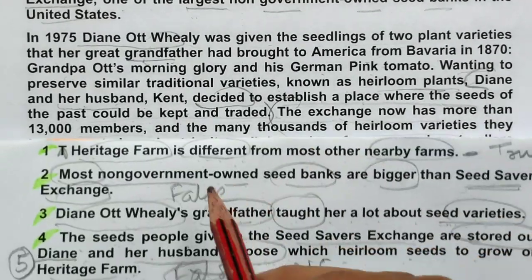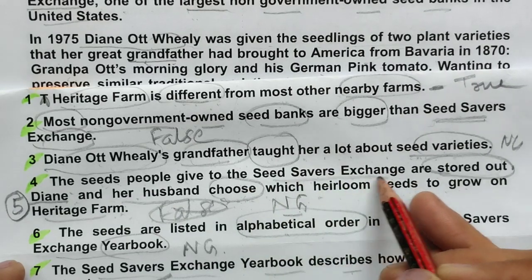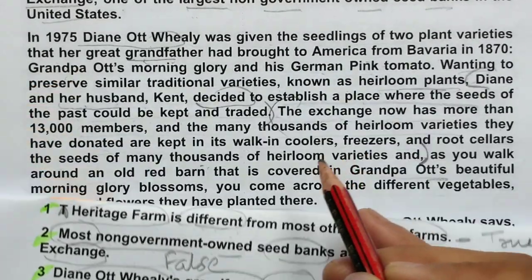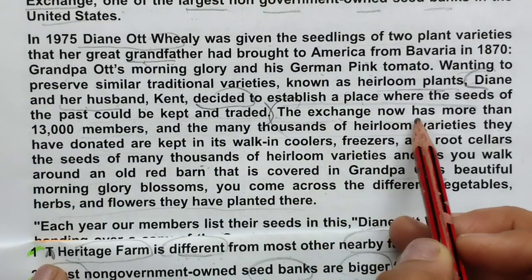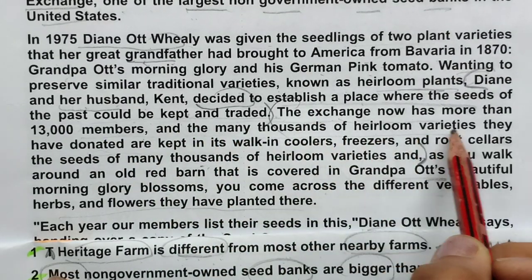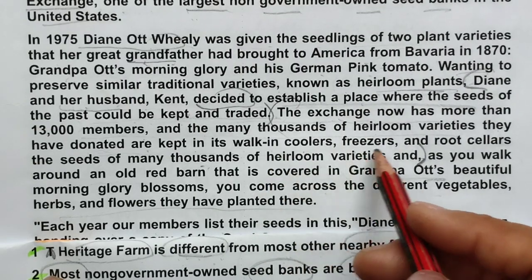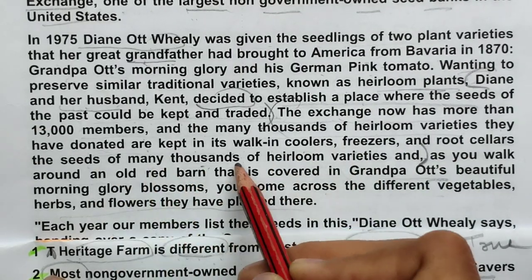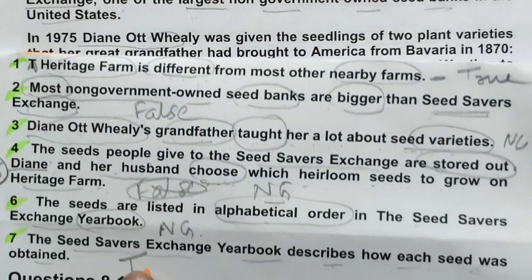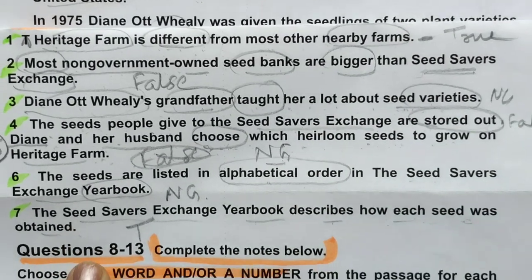okay, so here they are saying the opposite. The seeds people give to the Seed Savers Exchange are stored out, but here they are saying the exchange now has more than 13,000 members and thousands of heirloom varieties they have donated are kept in its walk-in coolers, freezers and root cellars, the seeds of many. So we can mark it false. This is false. Okay, in the next video we will be doing this.